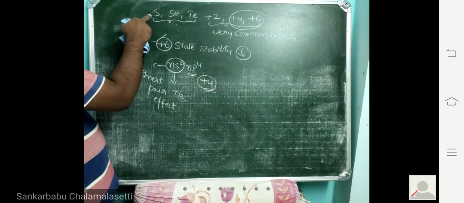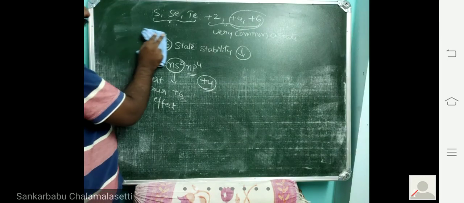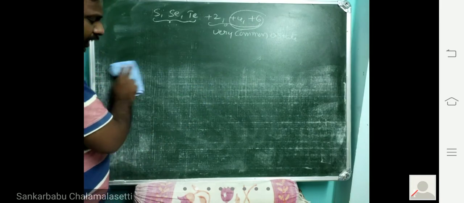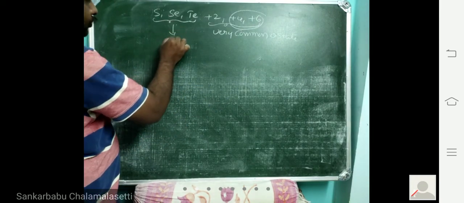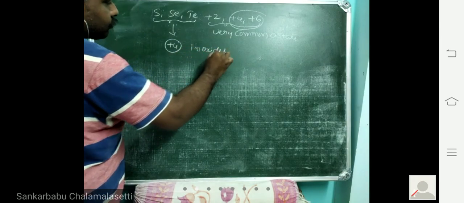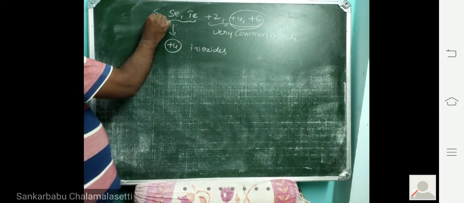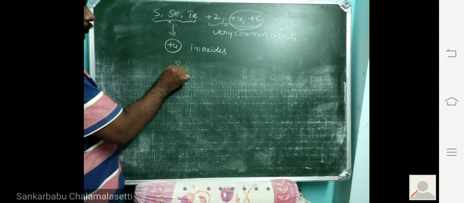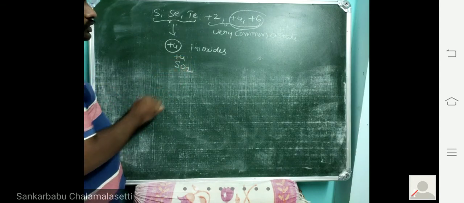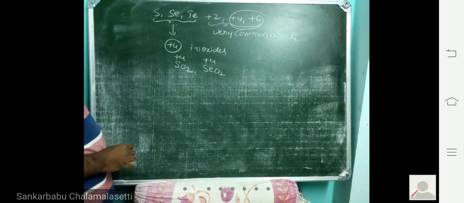Next, the elements sulfur, selenium, and tellurium show +4 and +6 oxidation states. They generally show the +4 oxidation state in oxides. That means when these elements react with oxygen, they form oxides, and in those oxides they show the +4 oxidation state. Example, SO2, in which the oxidation state of sulfur is +4. If you take SeO2, in this case also +4.